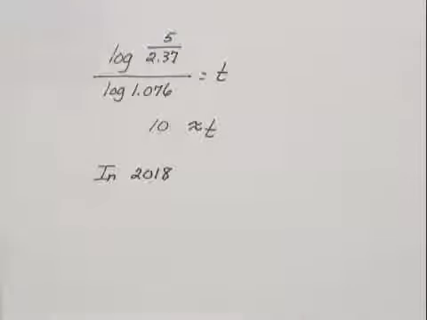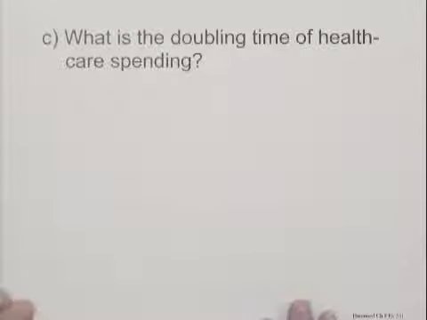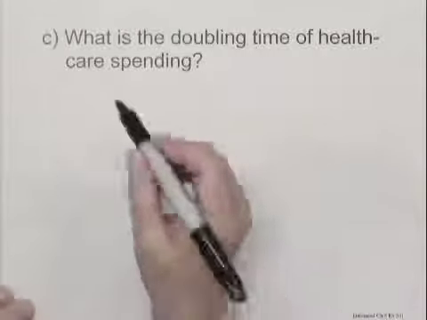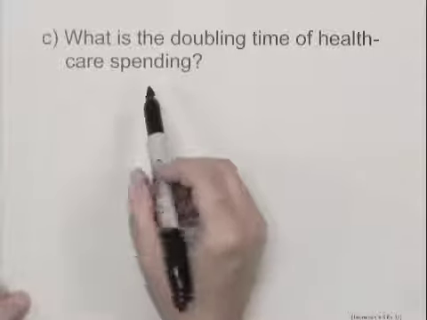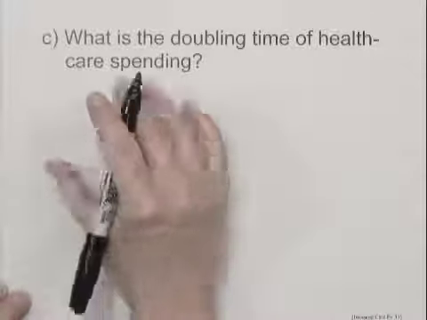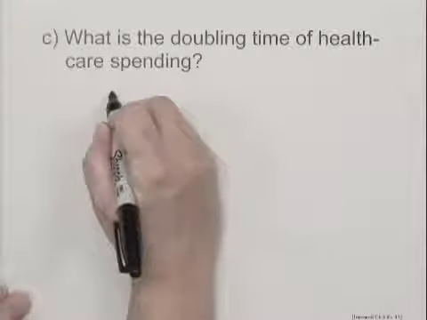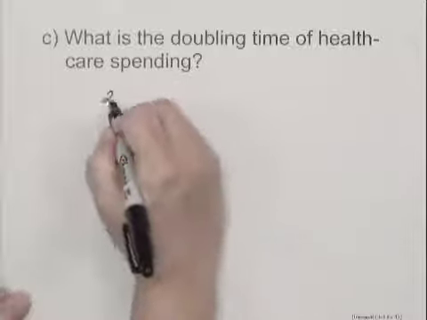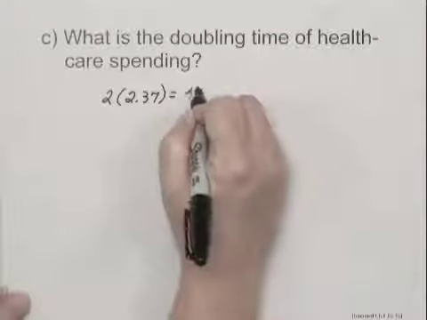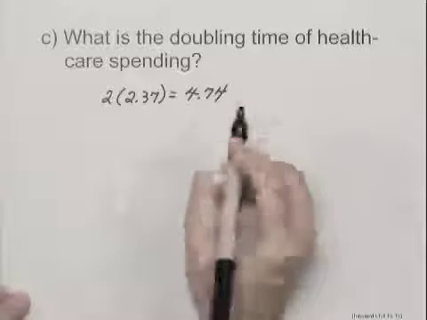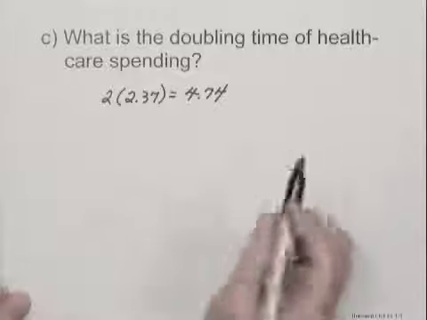Now we're also asked what the doubling time is. What is the doubling time of health care spending? Well, the doubling time is how long it takes to spend twice as much as we had spent before. At time 0, it would be 2.37. So whenever the doubling time is, we will spend twice 2.37 trillion, which is 4.74 trillion. This then is the amount that gets substituted for h(t).